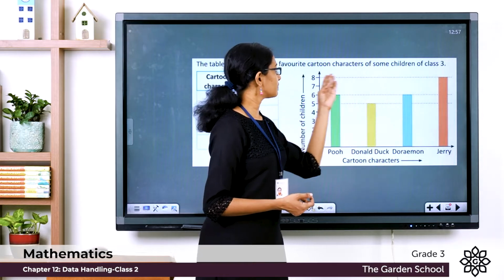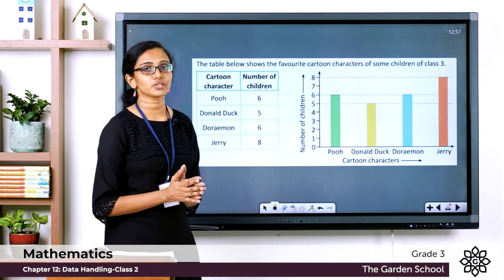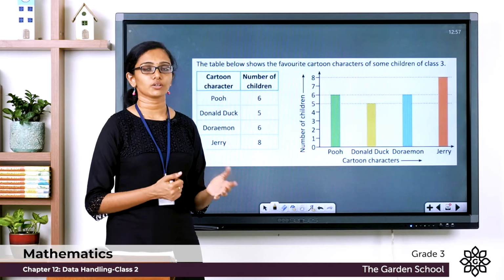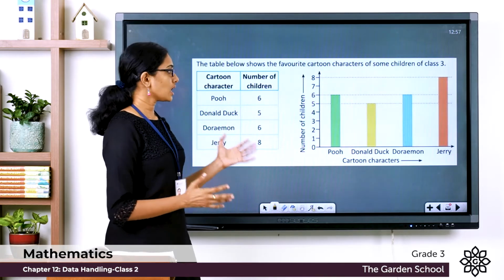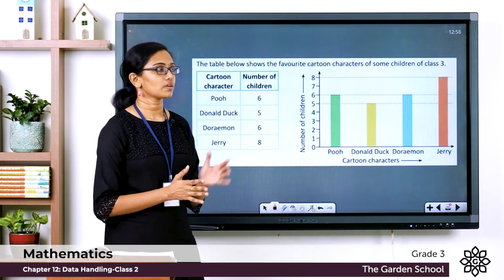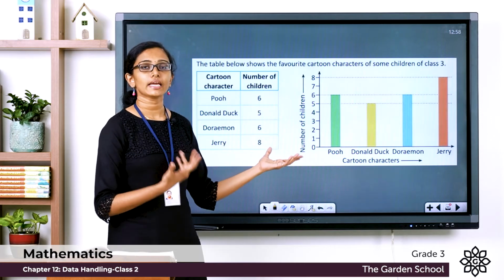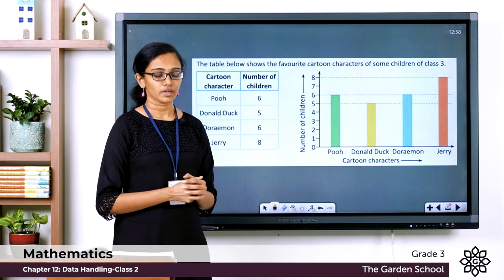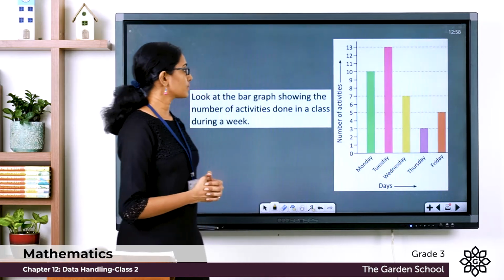Now for Jerry, you have the value 8, which means 8 children like Jerry as their favorite cartoon character. I hope now you are clear with the concept of bar graph and how to interpret data from a bar graph. Now we'll see a different example from your textbook.